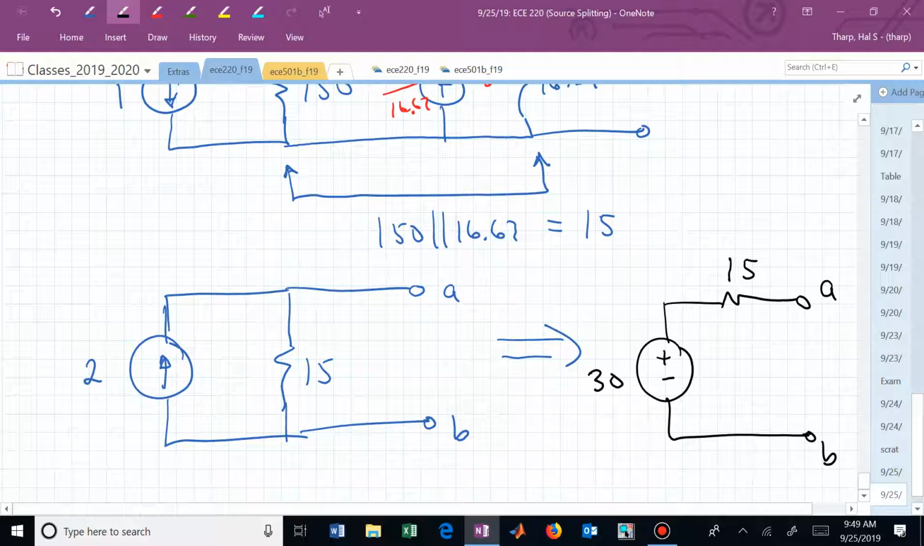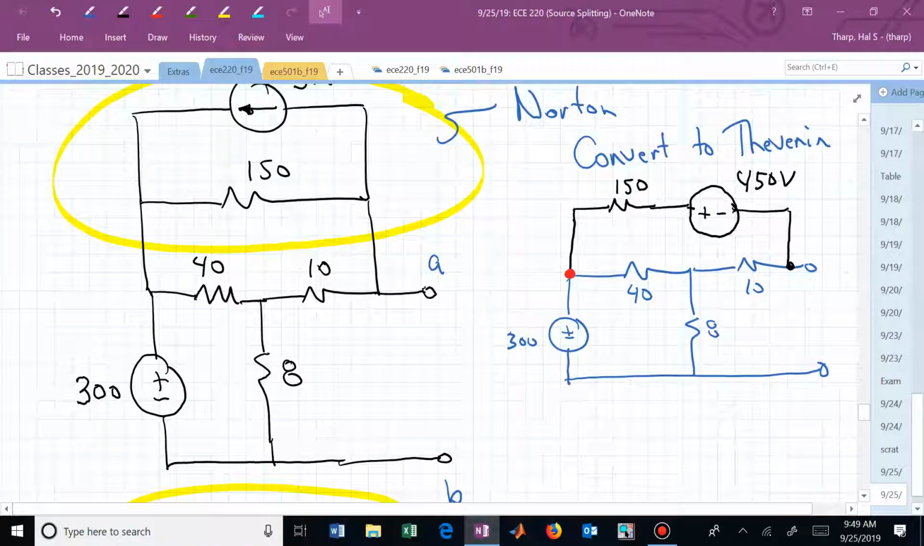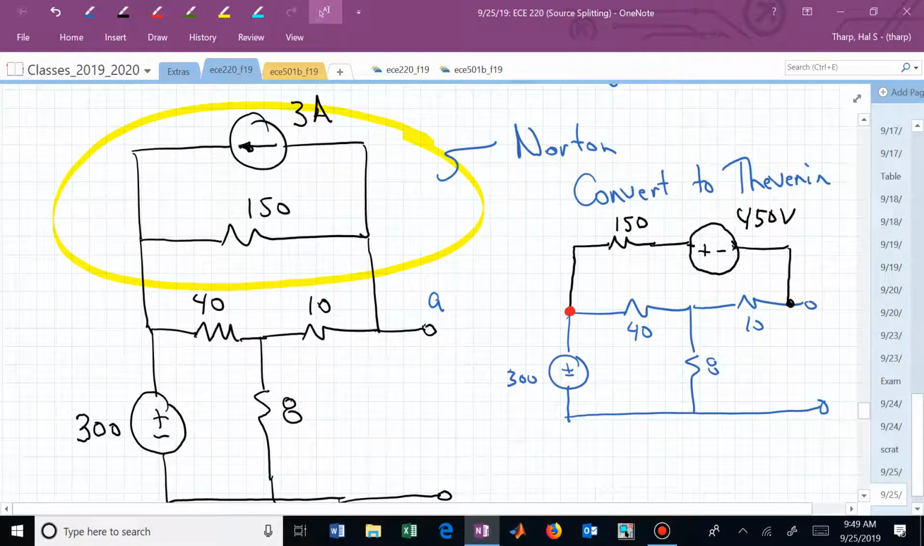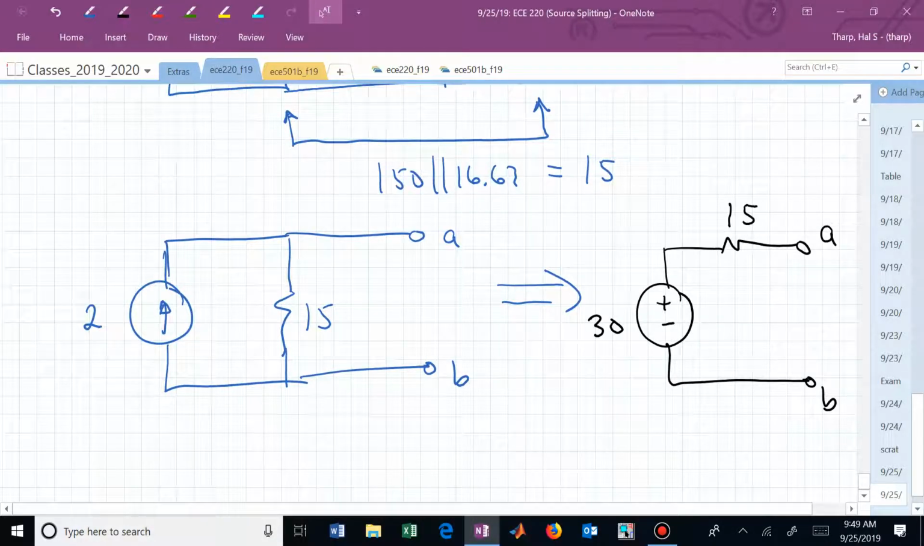I've now boiled or condensed this original circuit down to, if I now needed to connect something across AB, wouldn't it be easier to analyze it in this form versus the previous form? That was the whole point of doing that gymnastic exercise, going back and forth, splitting sources, combining, etc. That won't be on the test, but some of the steps will be.